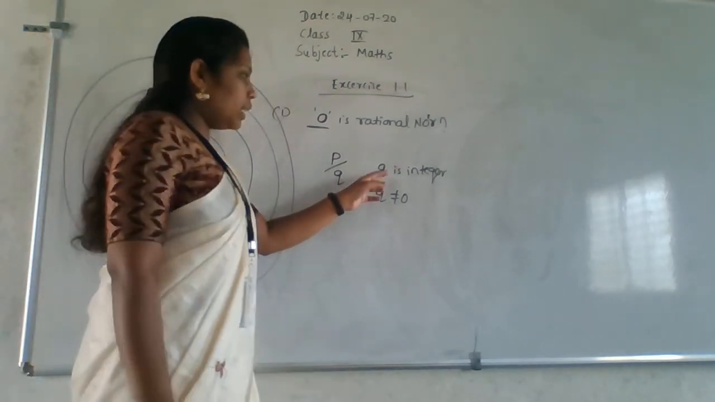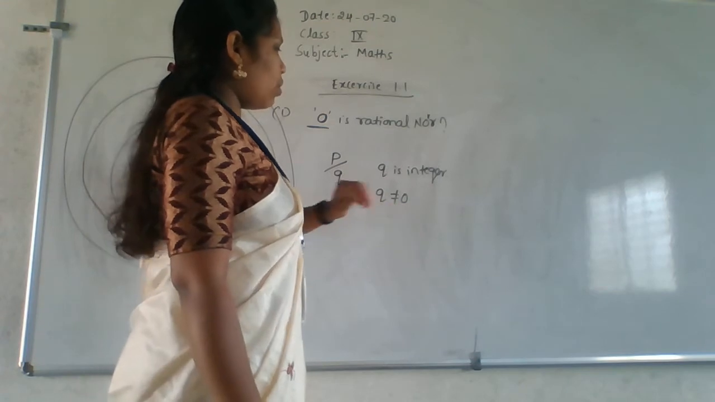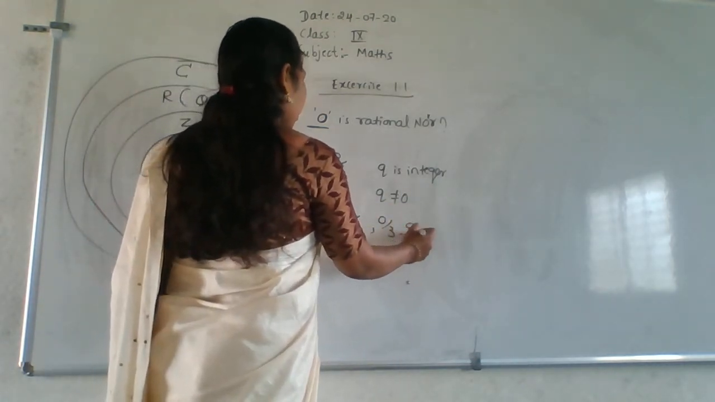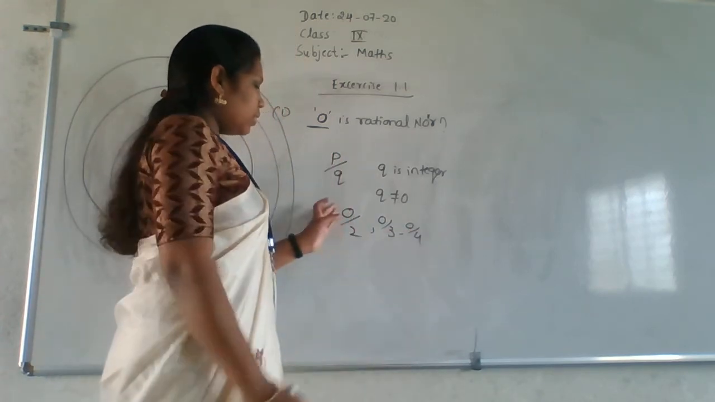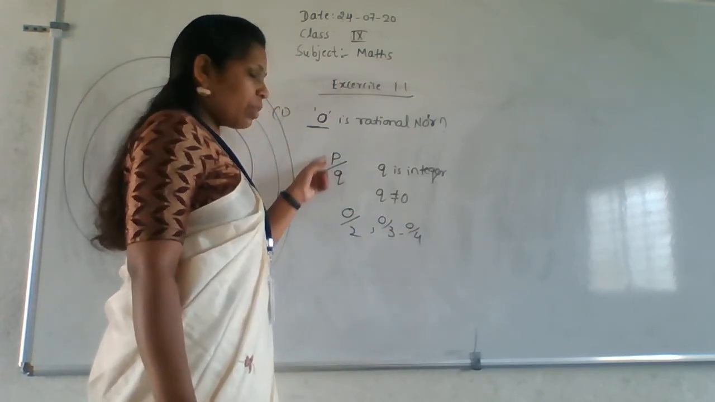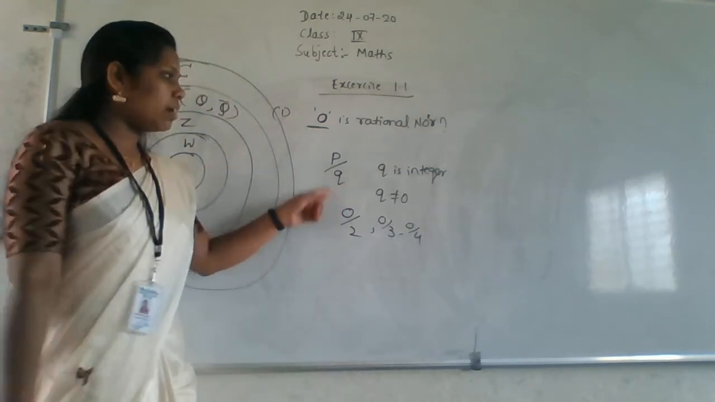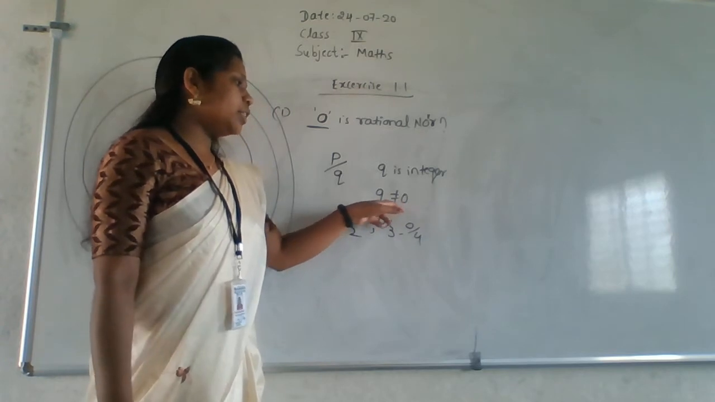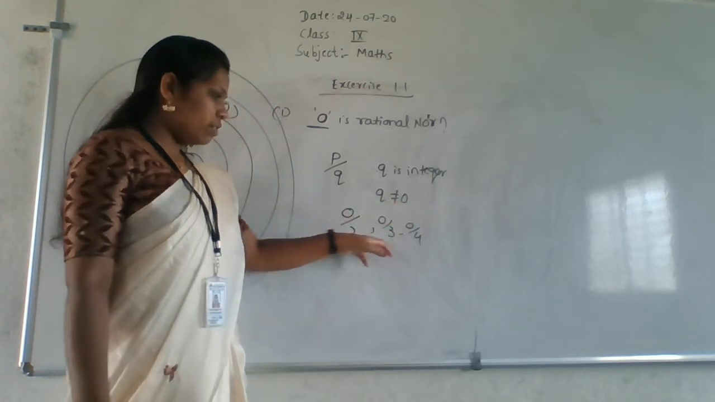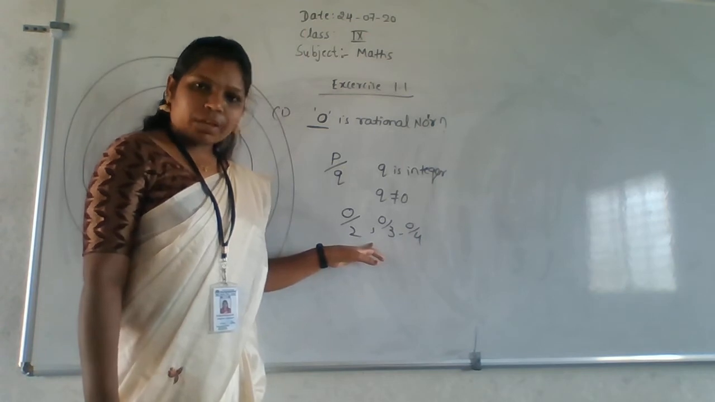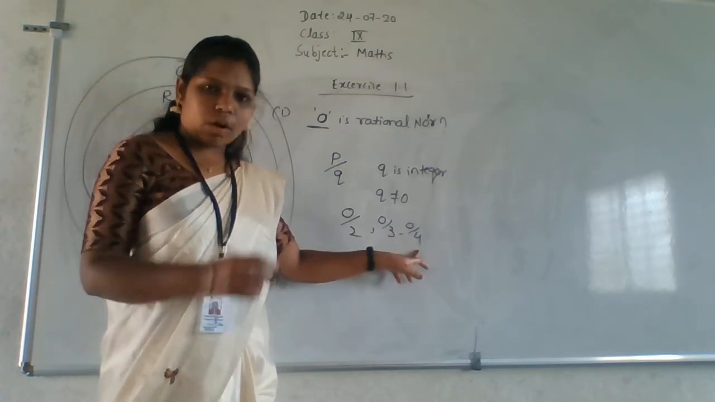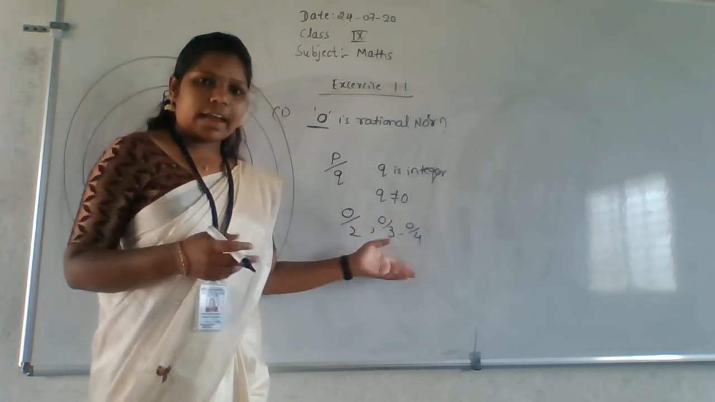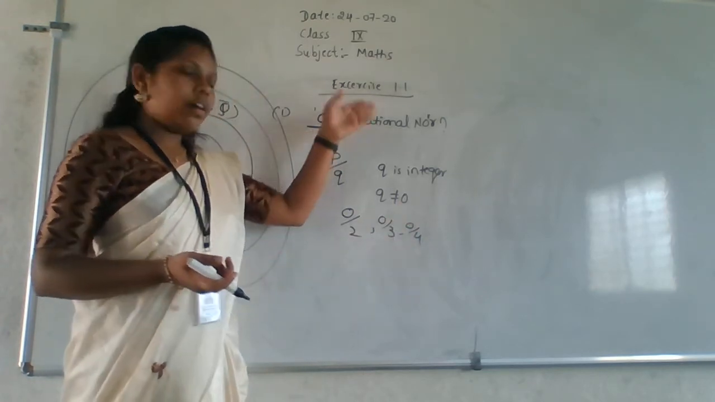What I told: q is an integer and q is not equal to 0. I took as an example 0 by 2, 0 by 3 and 0 by 4. Whatever number you take, these numbers are in the form of p by q, right? And what is the condition? q is not equal to 0. Here, is q equal to 0? No, because 2, 3, 4 are not equal to 0, so we can write 0 by 2, 0 by 3, 0 by 4. So 0 is a rational number.